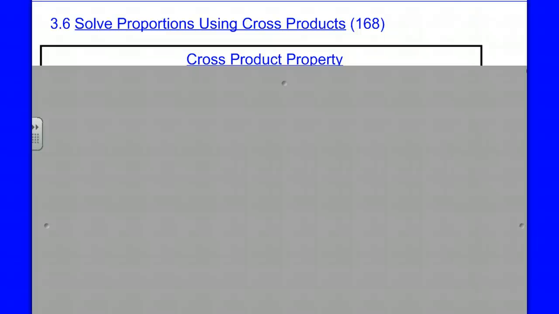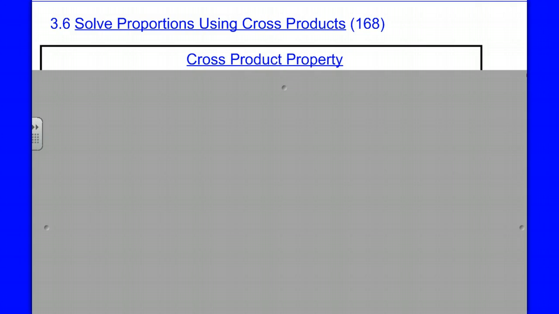Okay, so chapter 3, section 6 for algebra, we're solving proportions using cross products. We did this yesterday when we were reviewing proportions. We were using the cross product property, weren't we? Okay, so if we review that real quick, we could have like W over 3 equals, I don't know, somebody give me some fraction that could equal. Dylan. 7 over 9.